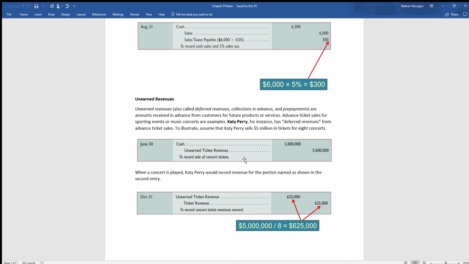So when a concert is played, Katy Perry would record the revenue for the portion that she did. This is thus the second entry. But in order to get to that, we pretty much just take the 5 million divided by the activity base, or how many concerts. Again, this is a rehash from basically almost every chapter that has unearned revenue. But 5 million divided by 8 gives us about 625,000 for each show.